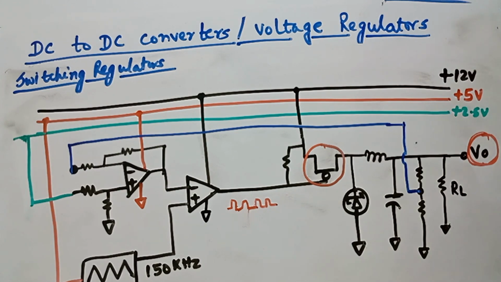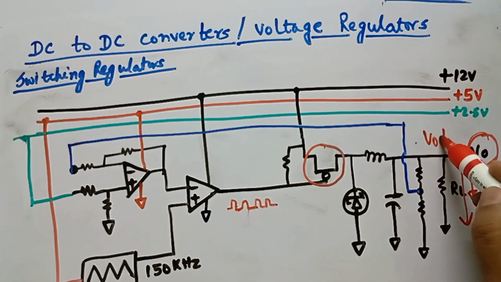Let's see how the regulation actually happens. Assuming the load resistance reduces, it means it is hungry for more current. In that case, the current IL will actually increase. So once current IL increases, the V0 tends to drop.